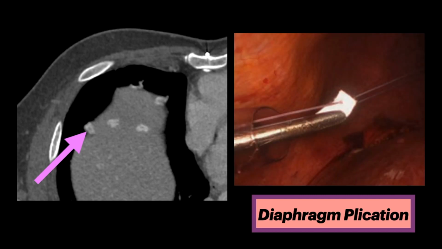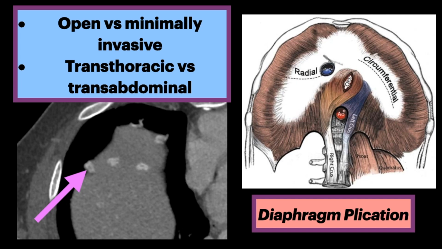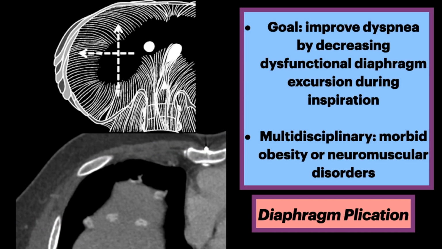Here's what one of the pledgets looks like. There are several repair methods, including radial and circumferential, open versus minimally invasive, and transthoracic versus transabdominal. In terms of operative indications, the goal is to improve dyspnea by reducing dysfunctional diaphragm excursion during inspiration.